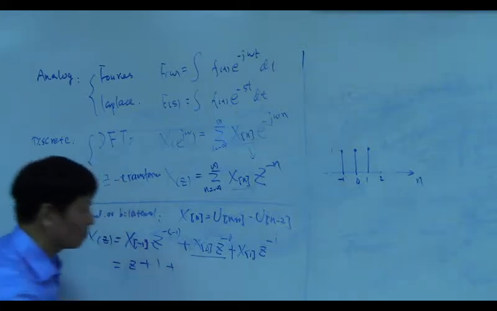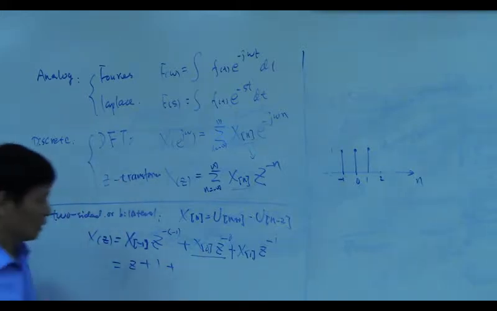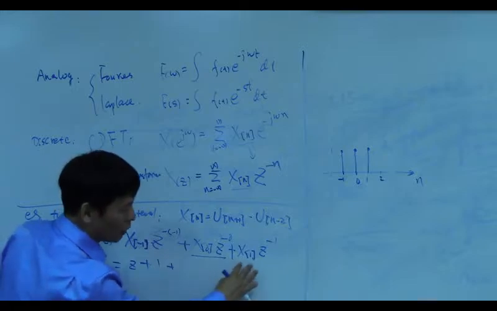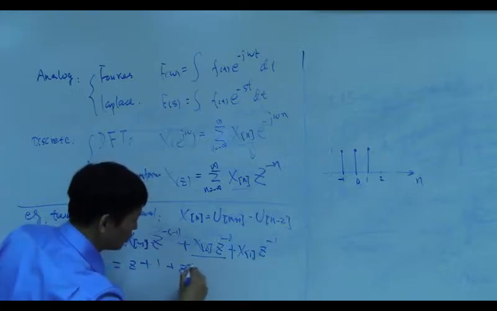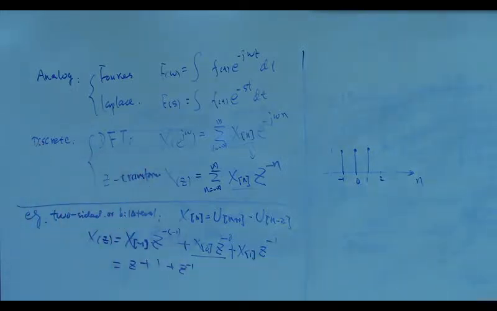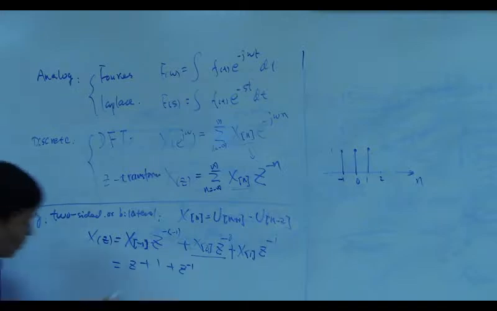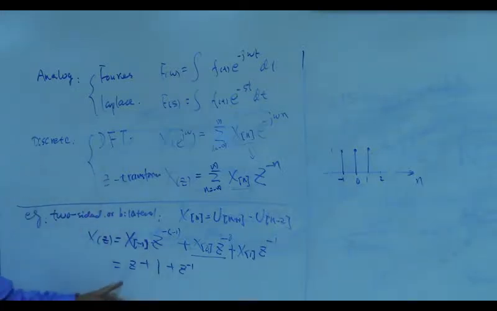Then what's the next one? This is 1, this is z to negative 1, which means 1 over z, right? Are we done? Yep, we're done. So that's z plus 1 plus z to the negative 1. That's it. That's the z transform.